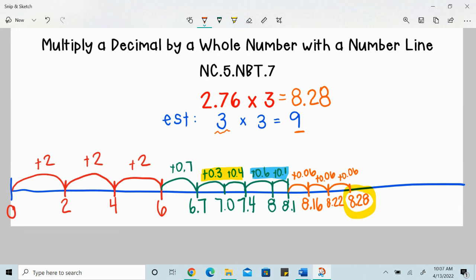And so that's how we can multiply a decimal by a whole number on a number line when our decimal number is greater than 1.